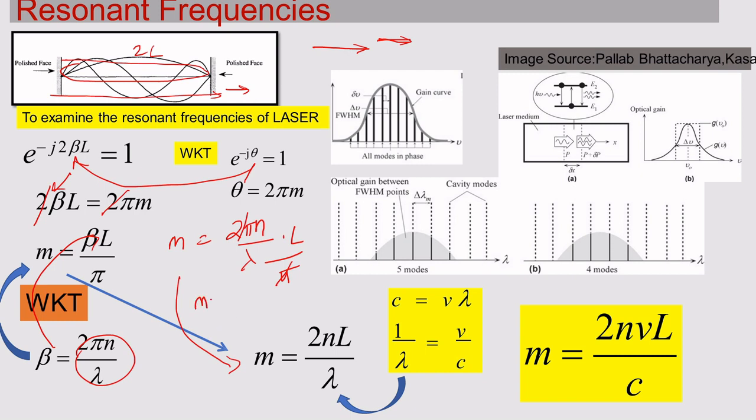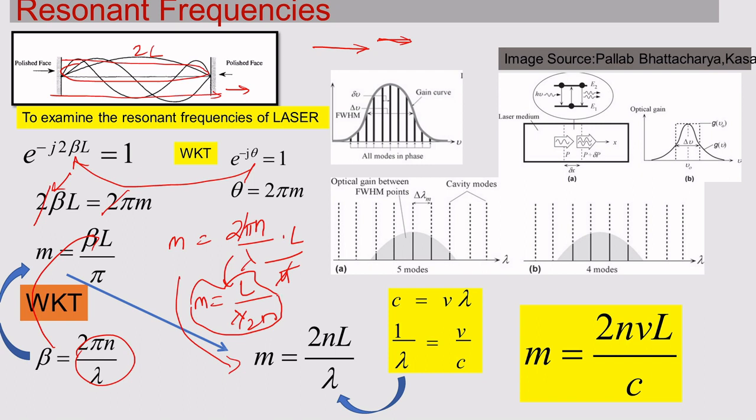This can also be written as L equals M lambda by 2n. Both are the same, right? Here I have taken the 2n to the numerator, so it becomes M equals 2nL by lambda. From this equation, what we can say is that M, the cavity resonance, is an integer number of half wavelengths in the span region between the mirrors.